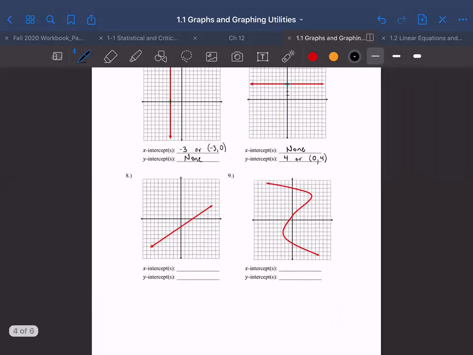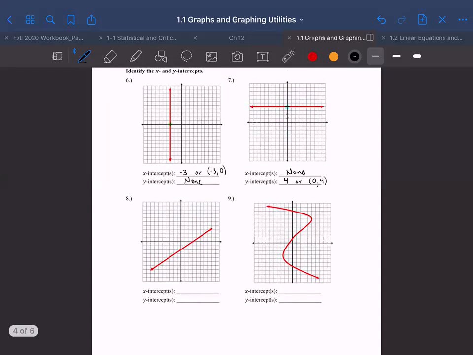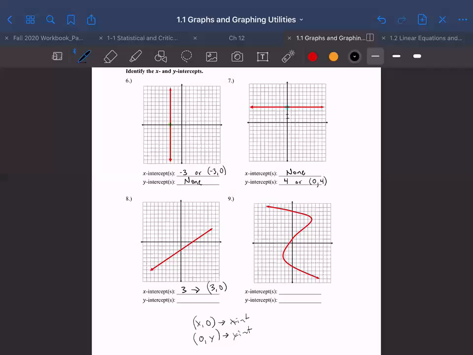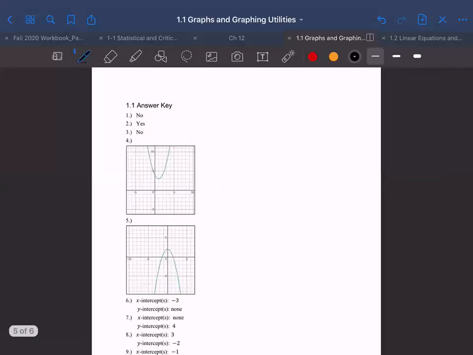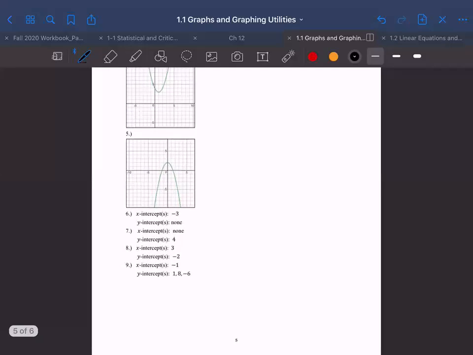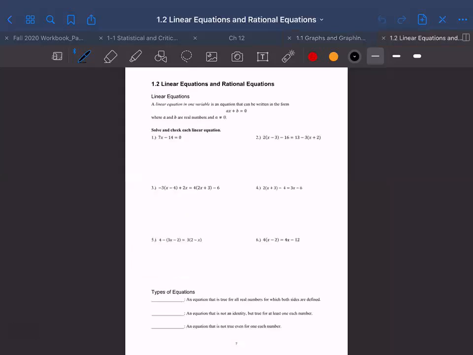So what I want you to do is take a moment and find me all of the y and x intercepts for the next two before I come back and fill it out for you. So take a moment and do that. All right, so that's it for 1.1. Be sure you check your answers on those last ones on this last page. And we're going to go ahead and start section 1.2 now.